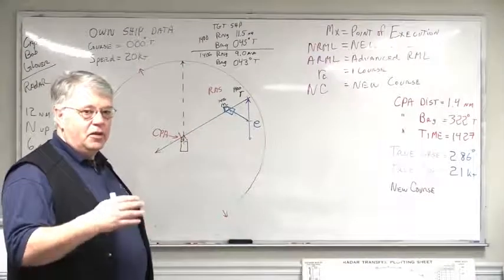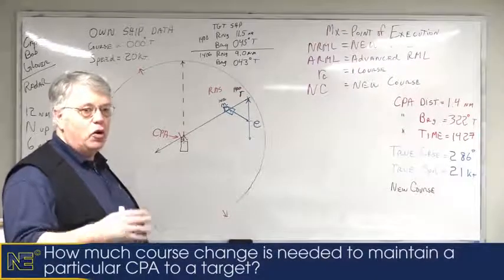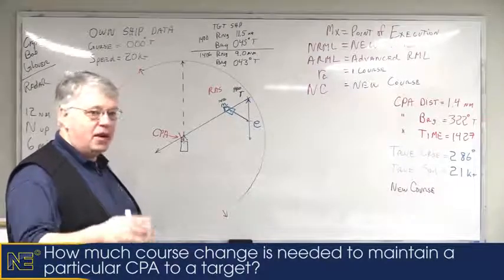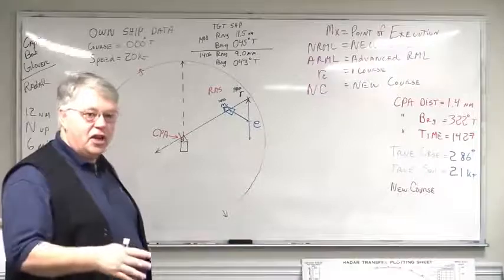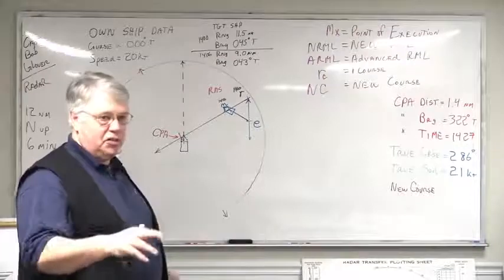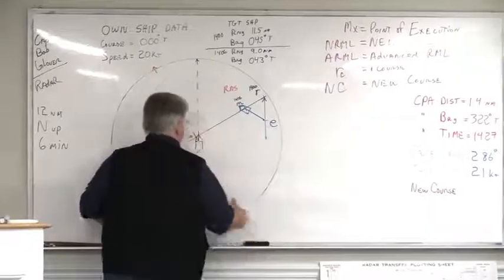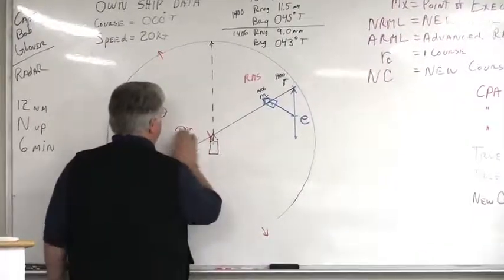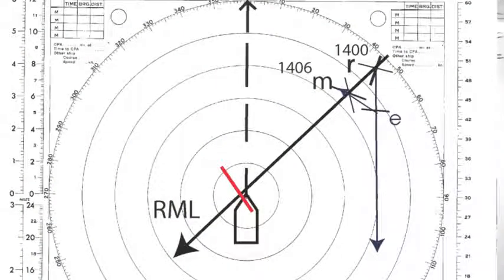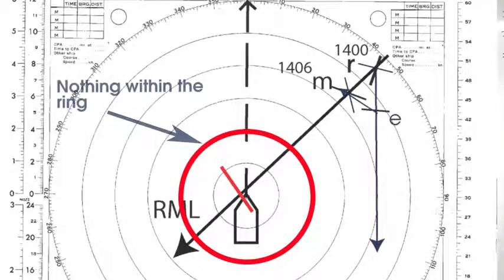this guy. But the reality is how much do I have to come to the right or to the left in order to maintain a particular CPA? Now, this CPA can be established by the company, it can be established by the captain's standing orders, whatever it may be. He or she may have established this persona non grata area that they don't want ships to come inside the circle, if you will. So the captain may say, okay, I don't want any vessels to come within a 2-mile CPA radius of our ship.